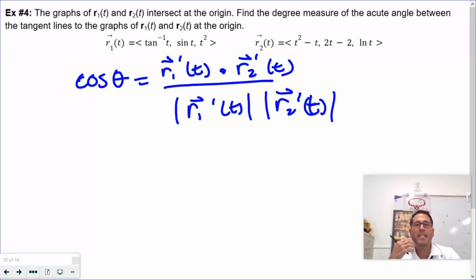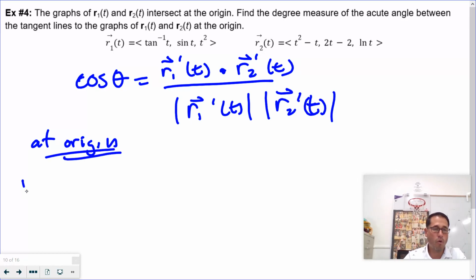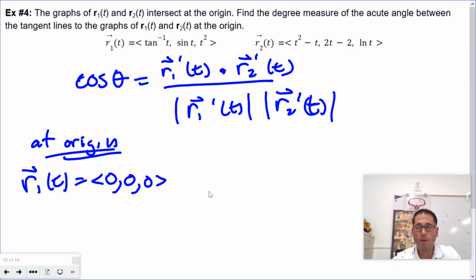But the interesting thing here is that we have to make sure we have a time to work with, because if we don't, we're not going to be able to get something that we could find the angle of. So we are going to start this at the origin. If we're at the origin, then R1 of t would be 0, 0, 0. What would t have to be to make it 0, 0, 0? Well, if you look up here, if t was 0, all of those would be 0. So t equals 0 for that first vector function.